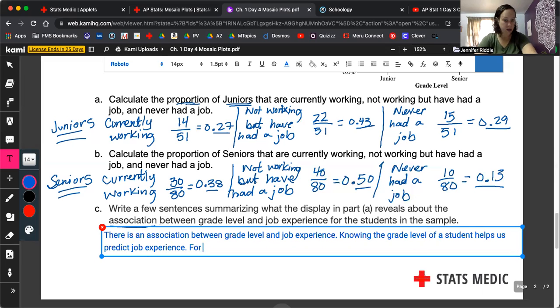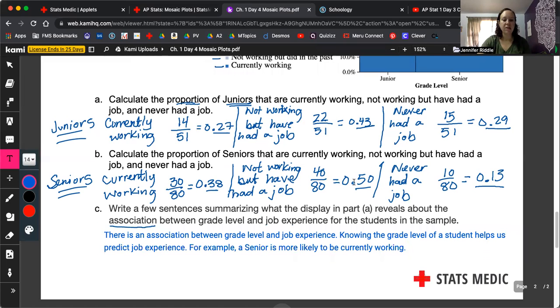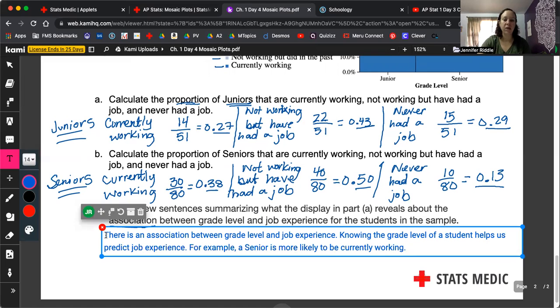It's helpful if we can provide an example. So for example, a senior is more likely to be currently working. So more likely to be currently working, also more likely to be not working but have had a job, and is less likely to never have had a job. So lots of different things that we can say about the association between grade level and work experience.